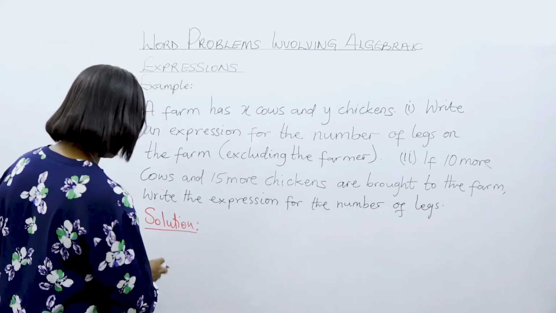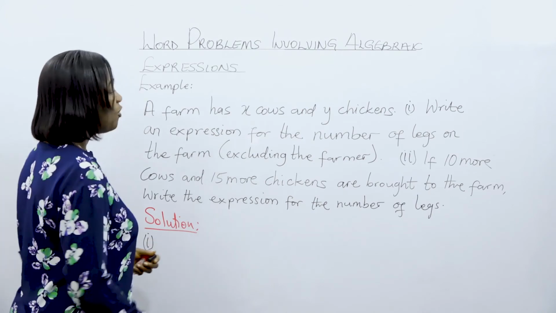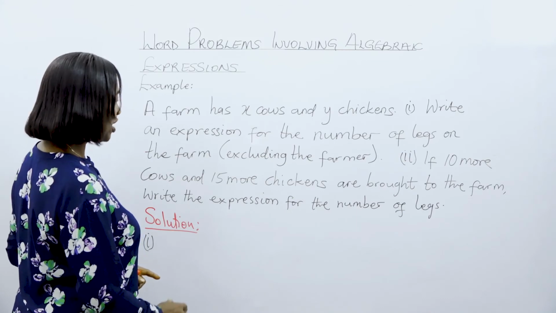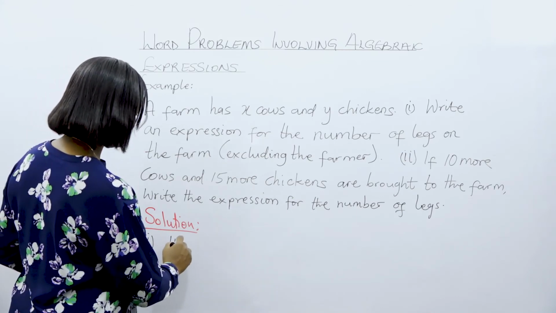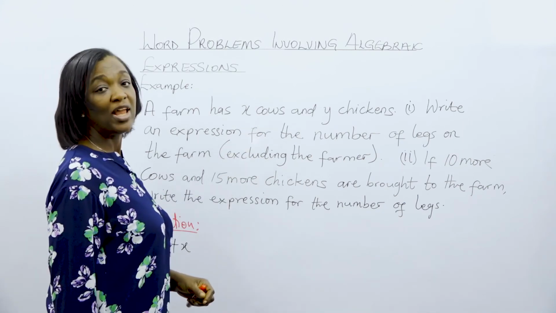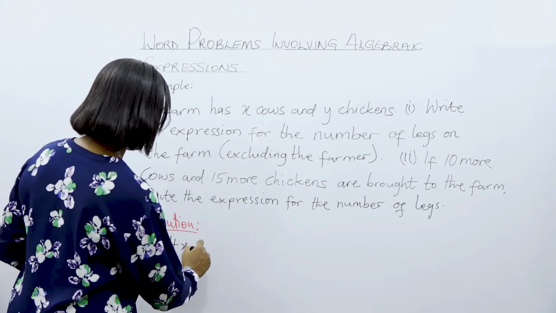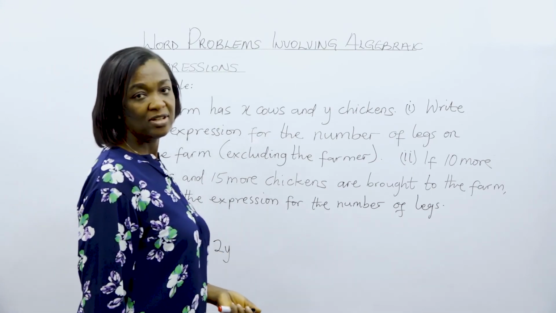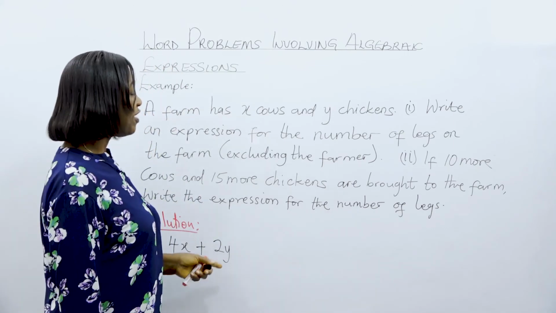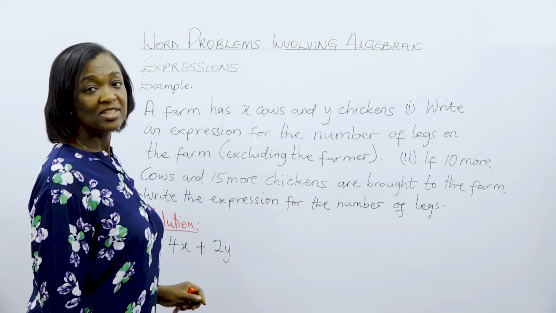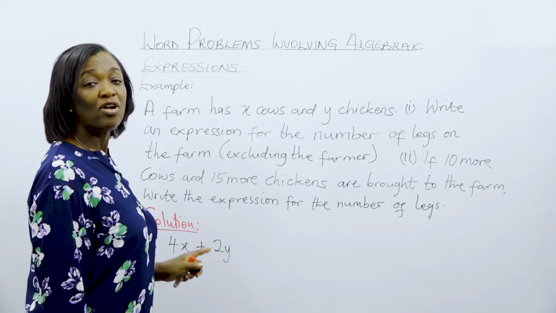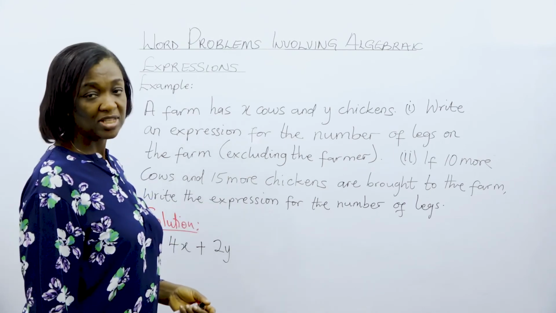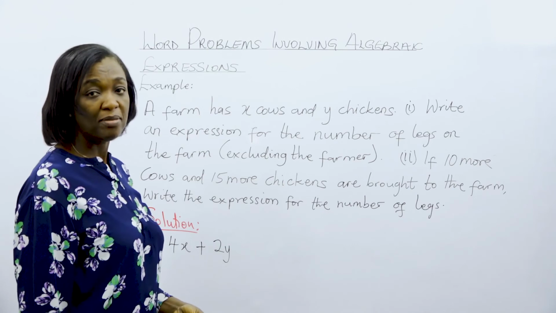So, in the first one, when you have X cows and Y chickens, the number of legs would be 4x, because a cow has 4 legs, and so that's plus 2y legs. So the number of legs on the farm, excluding the farmer, will be 4x plus 2y. That is 4 times the number of cows plus 2 times the number of chickens. That will give us the total number of legs on the farm.